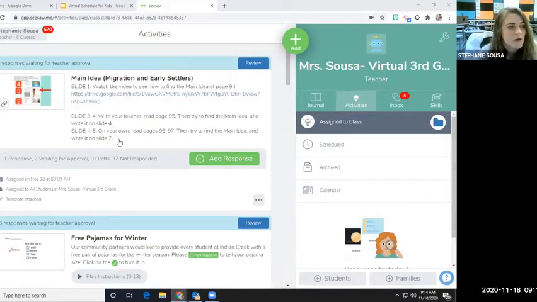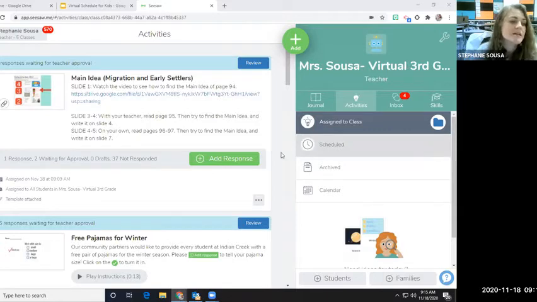Alrighty. Mr. McKinney gave us those verbal directions, but just to review, on slide 3 and 4, we're going to work on this with me, your teacher. We're going to read page 95, and we're going to try to find the main idea and write it on slide 4. You are going to find the main idea of pages 96 and 97, and they go together, independently during your work time today. Okay, that is what you are going to be completing.